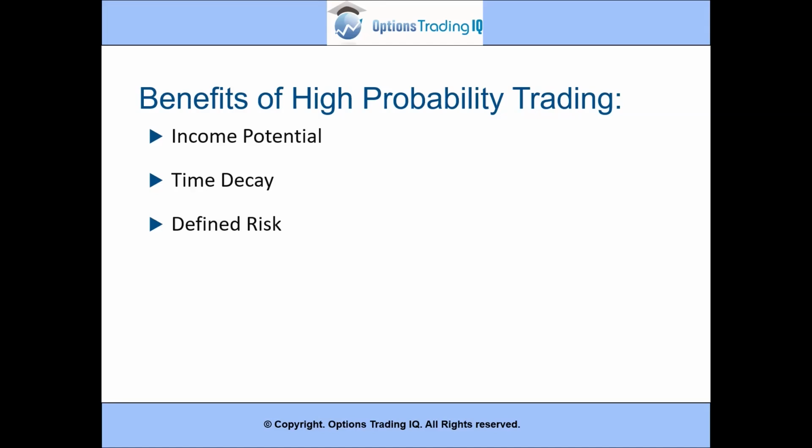And some of them are defined risk. As we looked at credit spreads and condors, that can be a benefit that we can trade these high probability strategies, but we know that we're not going to blow up our accounts because we've got defined risk. So particularly if you're a beginner, you want to stick to those credit spreads and condors.